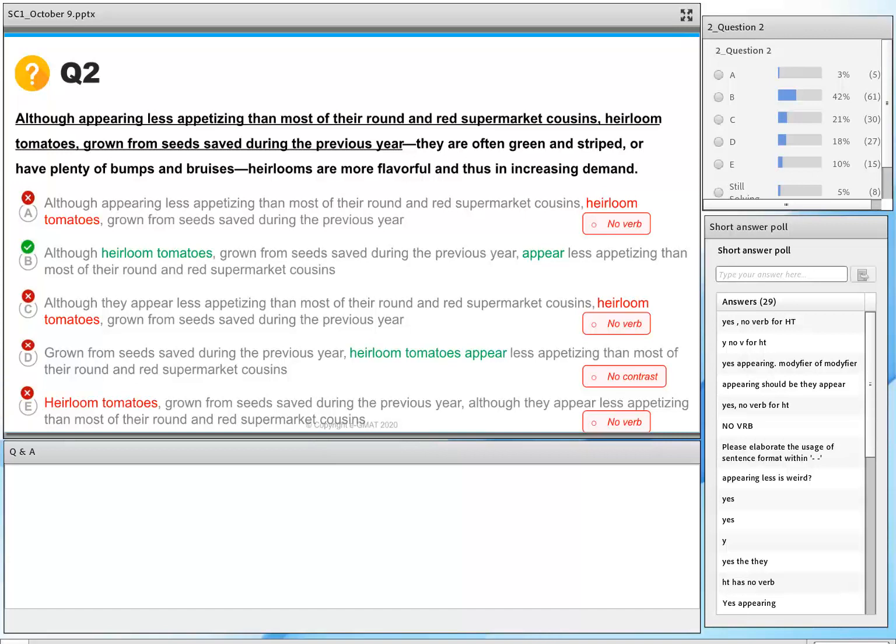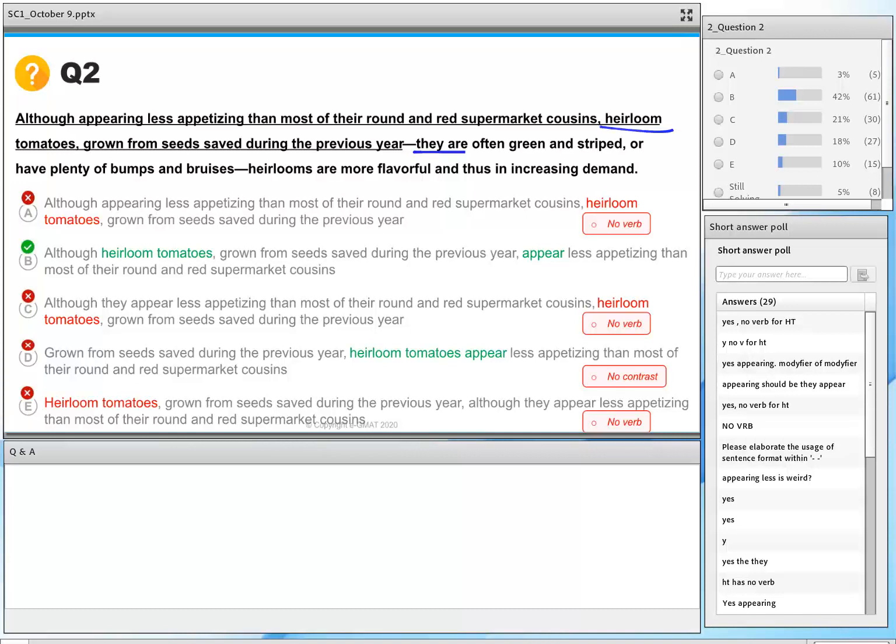But I hope now that you understand the meaning of the sentence really well. There should not be any confusion about what this "they" is talking about. Even if there is a pronoun, we know for sure that this "they" is only and only talking about heirloom tomatoes and nothing else. Okay?